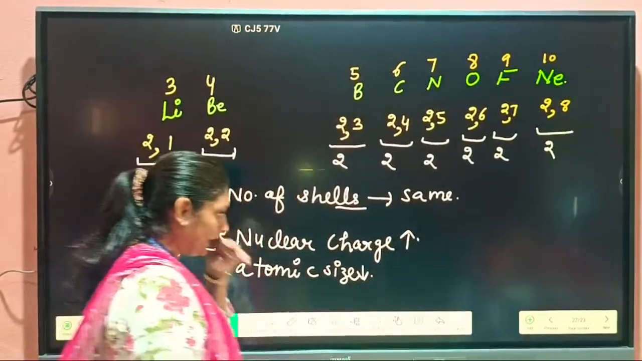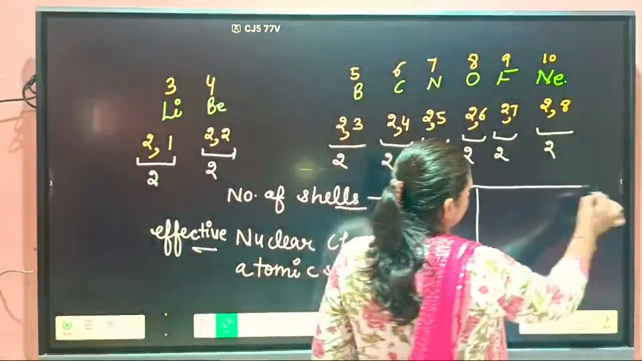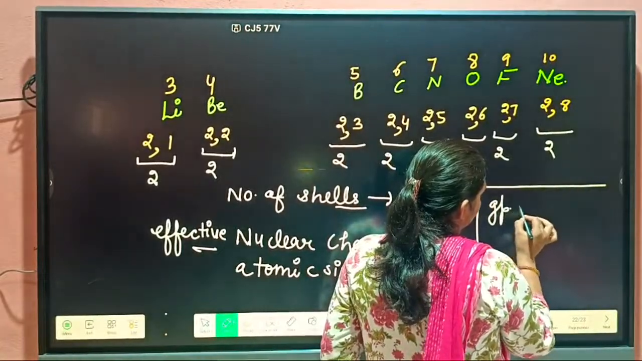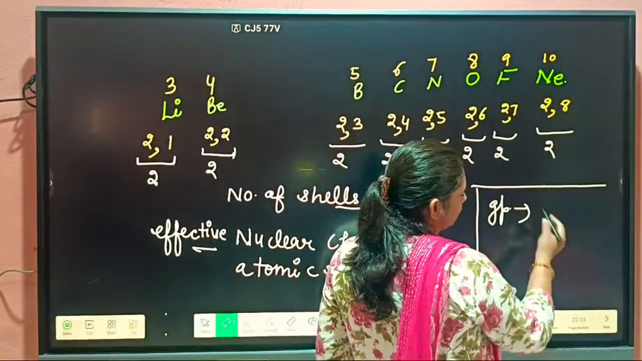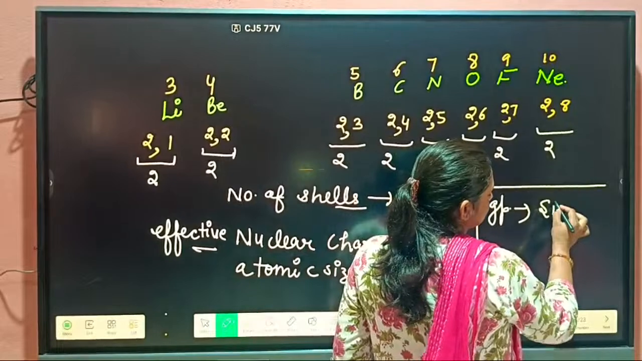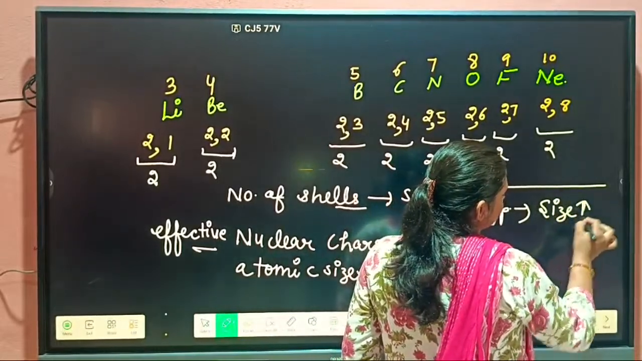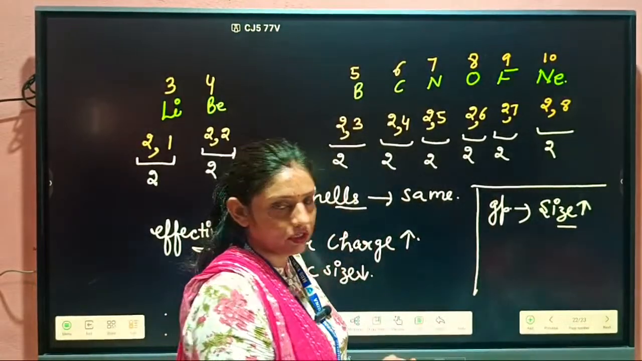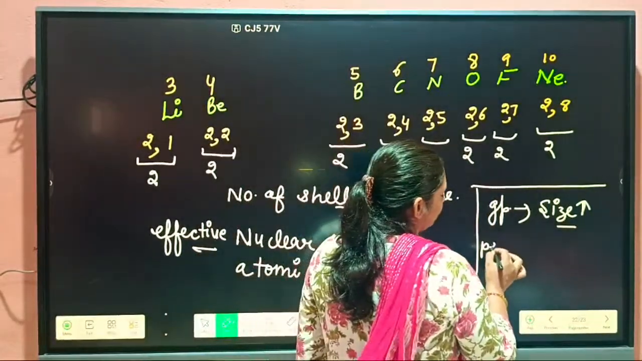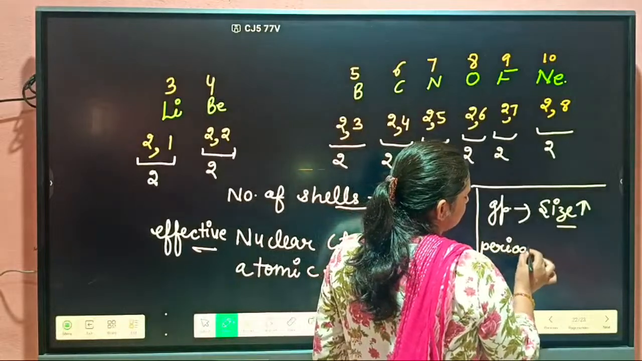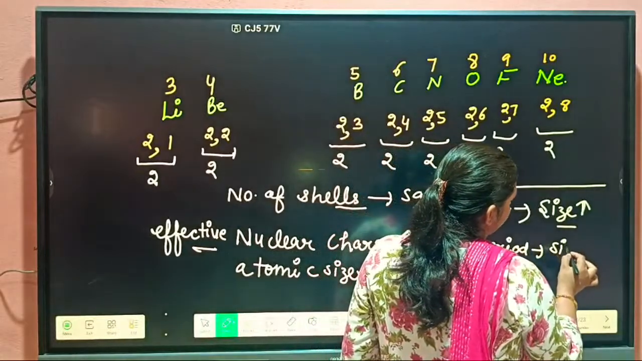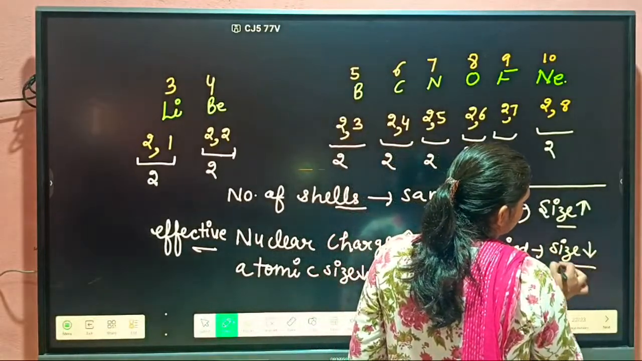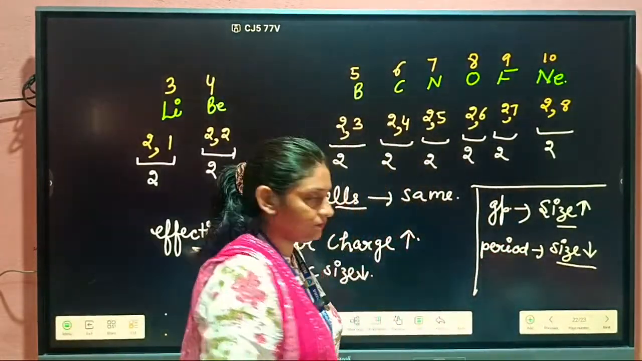So students, in a group, from top to bottom, size increases. Why does it increase? Because the number of shells increases and the value of the principal quantum number increases. But in a period, when we move from left to right, atomic size decreases. Why does it decrease? Because the effective nuclear charge increases.